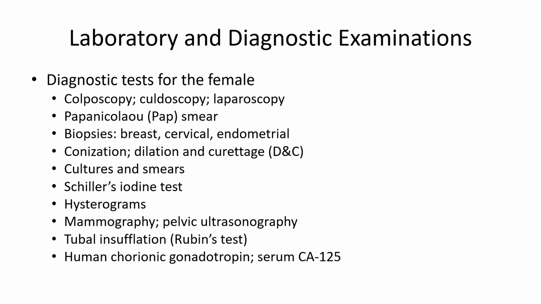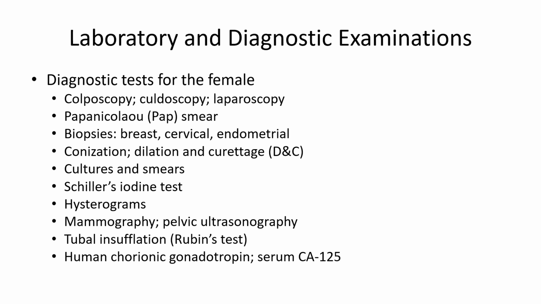The next one, suspicious interpretation, but not conclusive for malignancy. That's a class 3. So this may show mild dysplasia, moderate dysplasia. When we think about the term dysplasia, dysplasia just means abnormal tissue. So there's some mild abnormal tissue or some moderate abnormal tissue there. So that is considered a class 3.